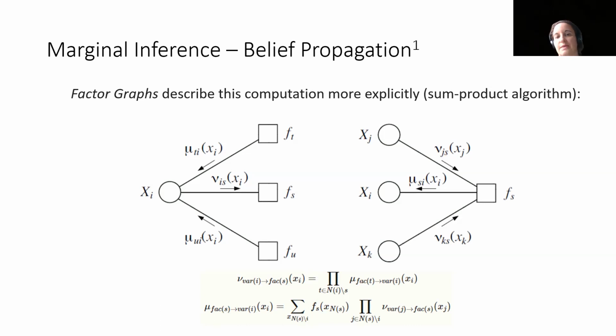Okay, and so with a factor graph, we can very easily automate the message passing that we just described. And in the form of factor graphs, they usually call it the sum-product algorithm.